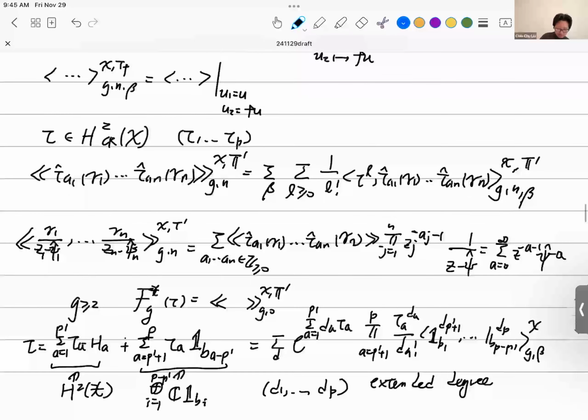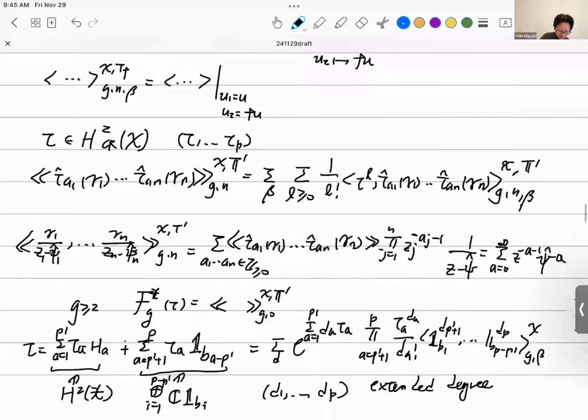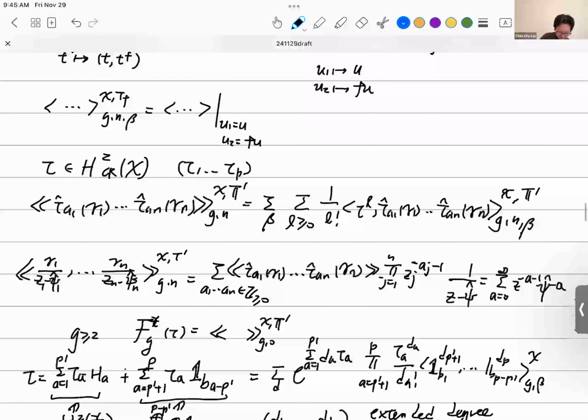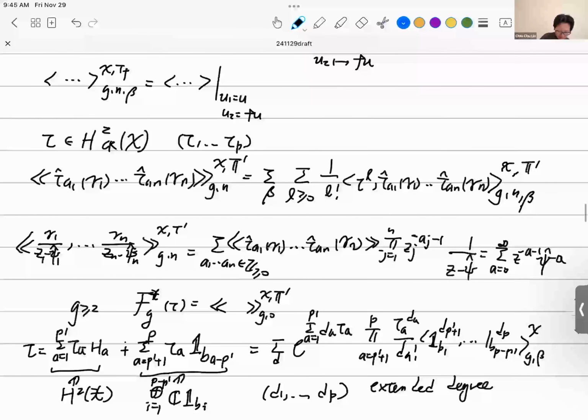Finally, let's look at this. You see this double bracket already sums over all the possible curve classes and all the possible number of tau insertions.